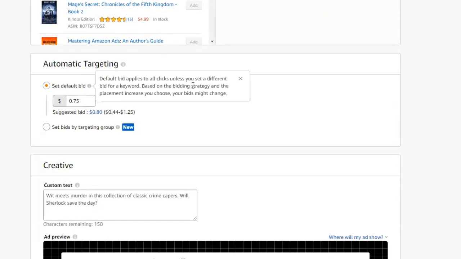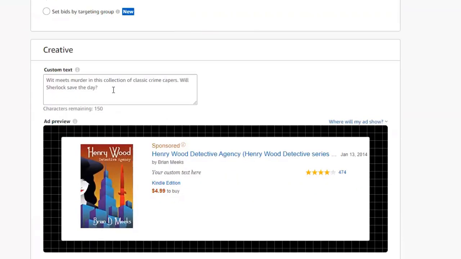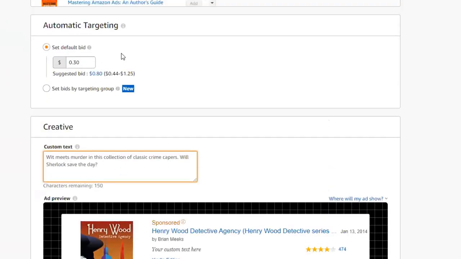I will then go automatic targeting. Suggested bid. They are suggesting I bid 80 cents. Well, 80 cents would cost me about $6.40 to get a new reader. That's going to be break even at best. The default is 75. I'm putting in 30. Don't feel like you have to listen to this. That is a lot of people, especially new people that are starting out, that don't know what to do. Their first few ads, they just follow and take Amazon suggestions and they get crushed. They absolutely lose a ton of money.